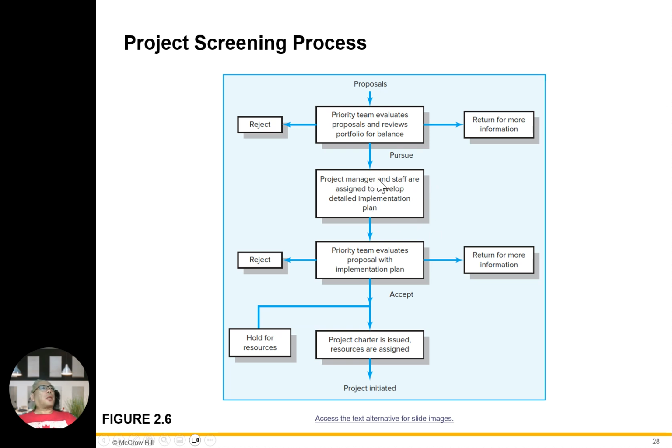Go define implementation. The priority team evaluates the proposal with the implementation plan. If this is good, then go straight to accept, and the project charter is issued and assigned. If this does not go, then go to reject. If this asks for detailed information, this goes to return for information. Hold for resources. This is where the start of the project is initiated. This is a typical project screening process from proposal. That's step 1, 2, 3, 4. Detail plan, evaluation, charter issued, and assign. See, project initiated. 1, 2, 3, 4. The fourth step there.